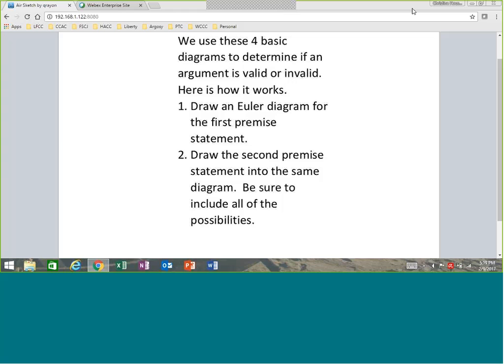Does it make logical sense? Is there a flaw in the reasoning? Are there holes in the reasoning? Or is it a good, sound, logical argument? So we use the Euler diagram.